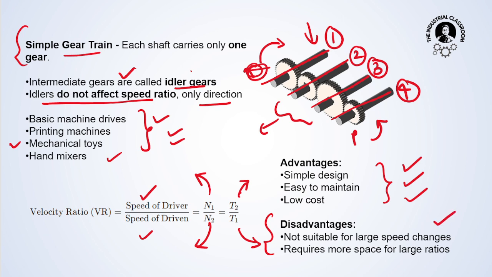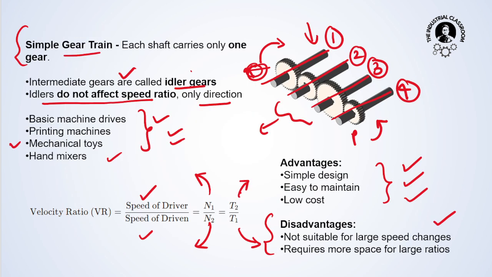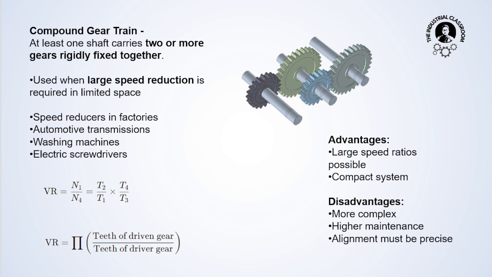Whenever we need to change the speed, for example, from 200 RPM to 3000 RPM, there is a very high change in speed. With a single gear, it is not possible, and it requires more space for larger ratio changes. Since the change is done in only a single stage, it requires a very large space.